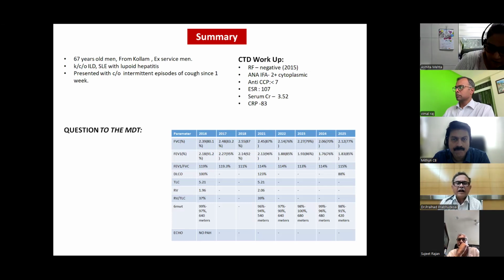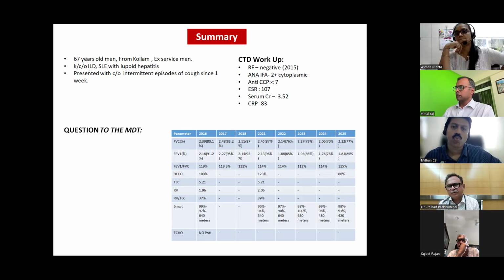But why not add an antifibrotic here? Because there is bronchiectasis, there is subpleural fibrosis, and though from the pulmonary function test point of view there is no worsening, radiological worsening is there, and in fact adding an antifibrotic in the early stage may help.